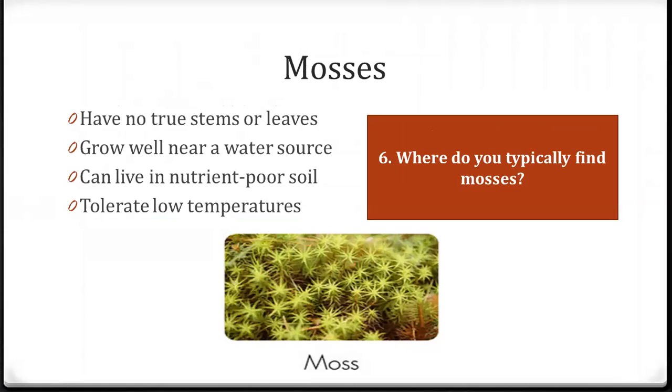Okay. Mosses have no true stems or leaves. They grow well near a water source, and they can live in nutrient-poor soil. They can also tolerate low temperatures. So I'm sure you have seen mosses. So question 6 is, where have you seen a moss?